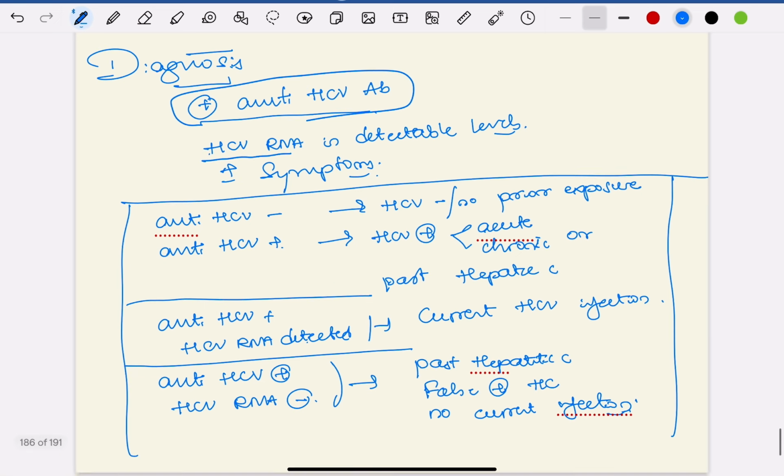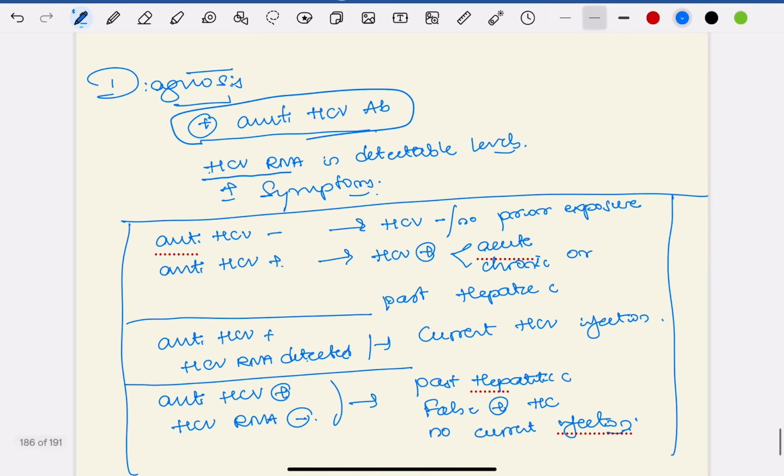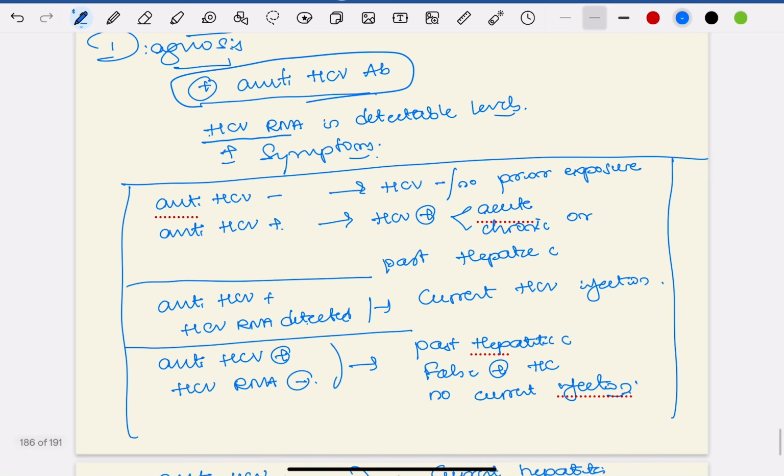Okay, so let's look at the different permutations and combinations. If the patient is anti-HCV antibody negative, that means the patient is not infected with HCV. If the patient has anti-HCV antibody present or positive, that means he has HCV infection, whether it is acute or chronic, or it may be past hepatitis C also, we don't know. So at that time we have to check for HCV RNA levels.